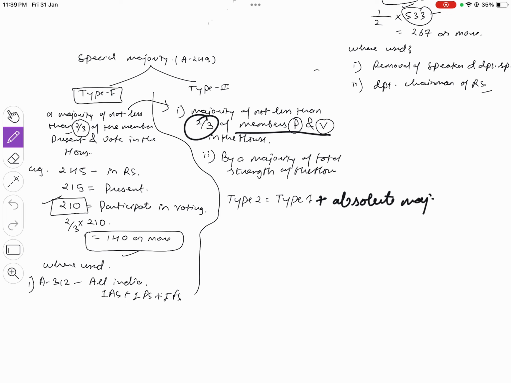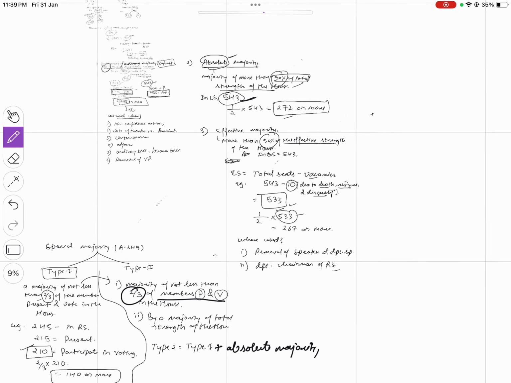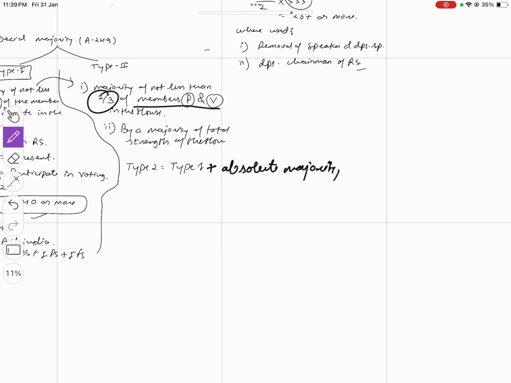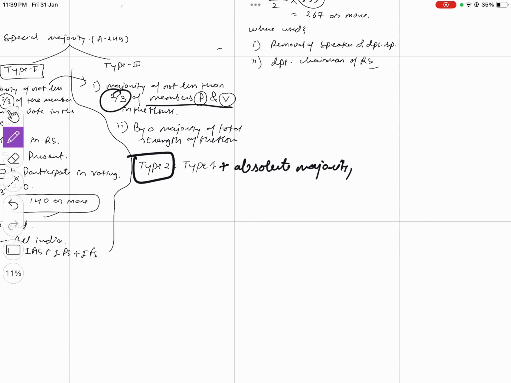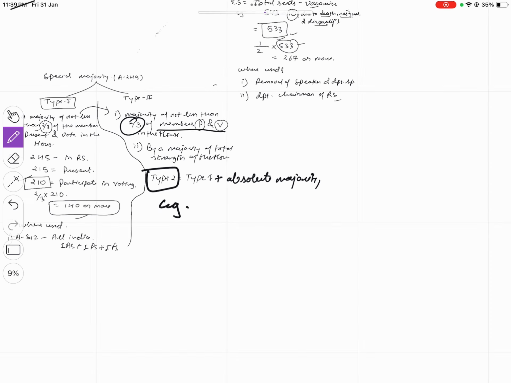Additional to it, absolute majority. Absolute majority we have learned here. This is absolute majority. Now type 2 majority is this. I am telling you by taking an example.